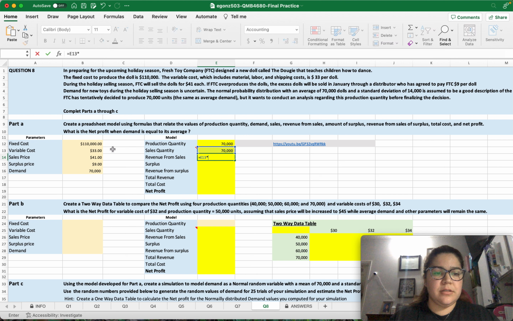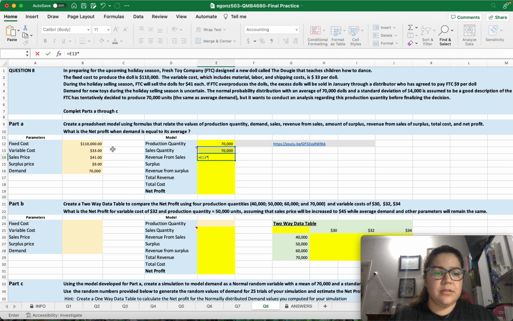I don't know if this is correct, so let's go back to answers. Question A, yeah, so far so good, because it's asking us for production quantity. So again, what is the net profit for variable cost of 32 and a production quantity? It says create a two-way data table comparing the net profit using production quantity. So if these are production quantity and it's in my column, that's going to be in my column in the two-way data table. If this right here is going to be my variable cost and those are rows, that's going to go in rows since it's a two-way data table. Okay, well, I think I got it.